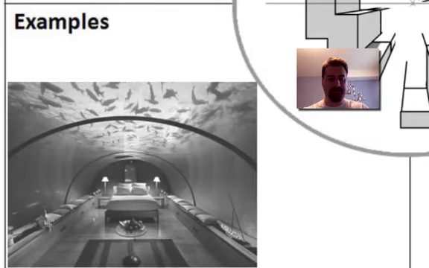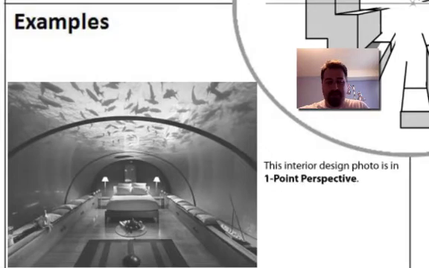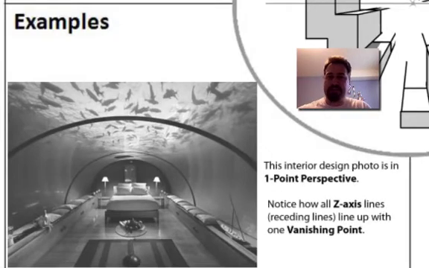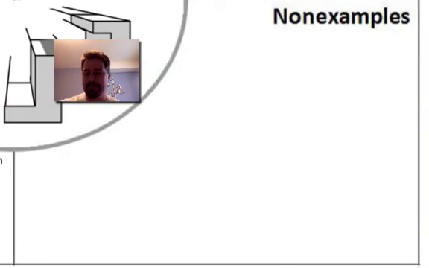All right, so let's take a look at some examples. This is a shot of an interior underwater hotel room. And as you can see, sure enough, everything goes to one vanishing point, which is in the middle. Now, just to let you know, in one-point perspective, you don't need to have your vanishing point in the center. You could have it on the left side, the right side, anywhere you want, as long as it's on the horizon line. And that goes for any type of perspective. And notice how all of the z-axis lines, all the lines that recede off in the distance, get sucked into one area. All right, so let's go look at some non-examples.